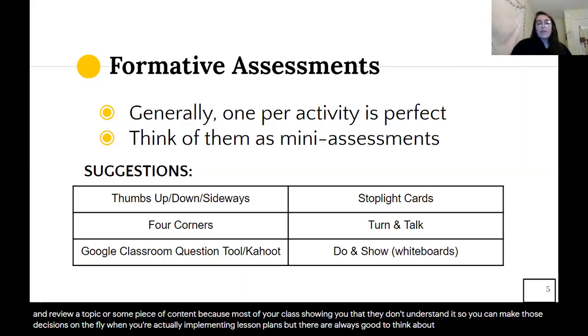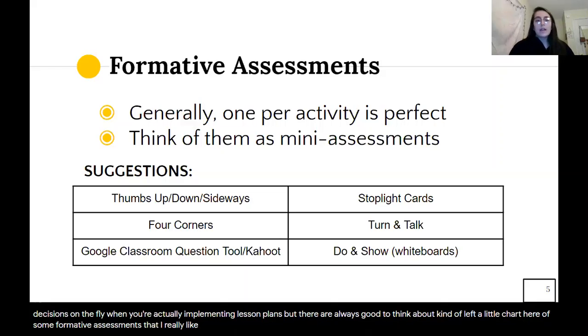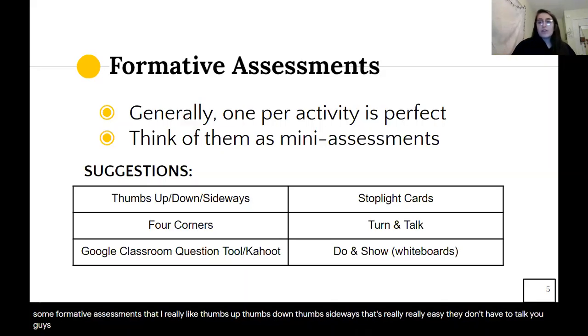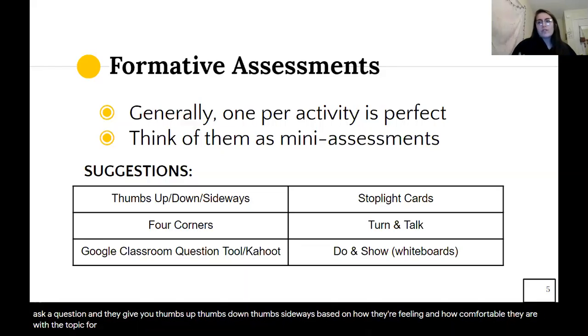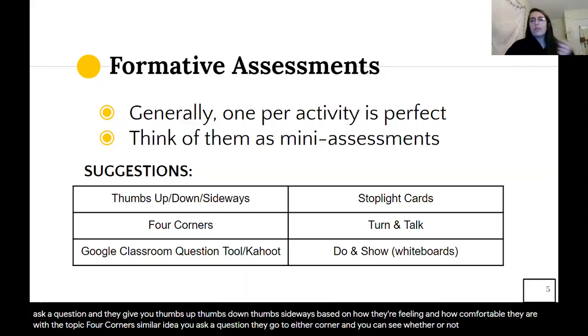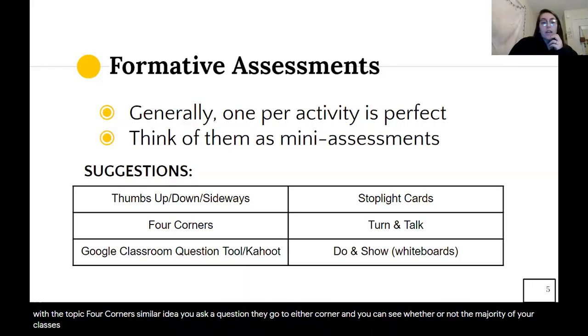And then I kind of left a little chart here of some formative assessments that I really like. Thumbs up, thumbs down, thumbs sideways. That's really, really easy. They don't have to talk. You ask a question, and they give you thumbs up, thumbs down, thumbs sideways based on how they're feeling and how comfortable they are with the topic. Four corners, similar idea. You ask a question, they go to either corner, and you can see whether or not the majority of your class is understanding.